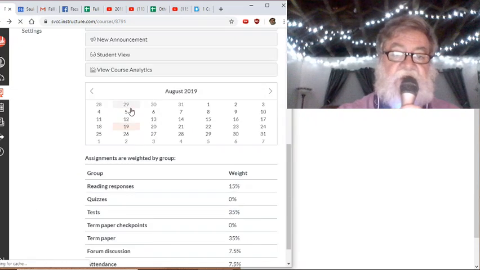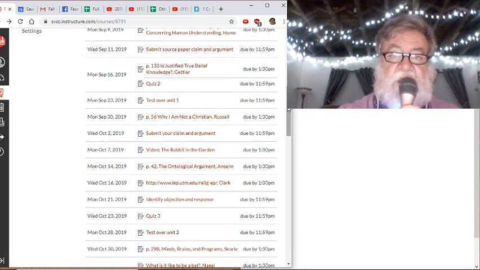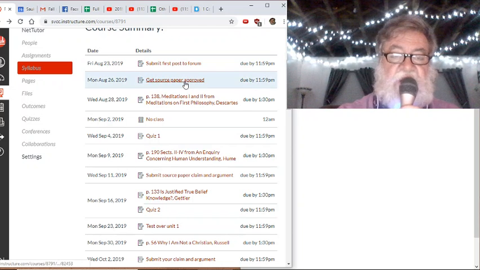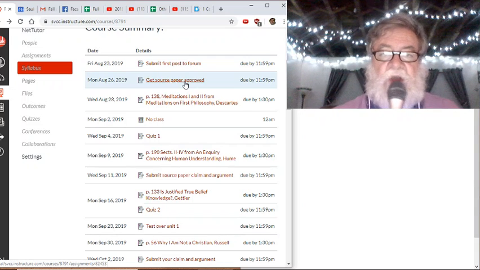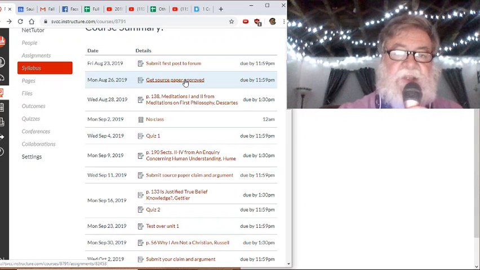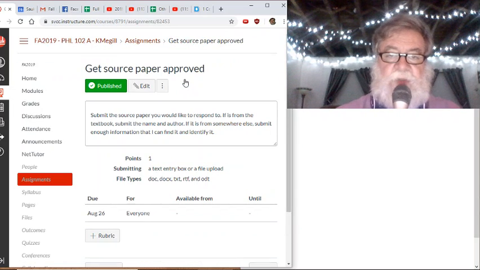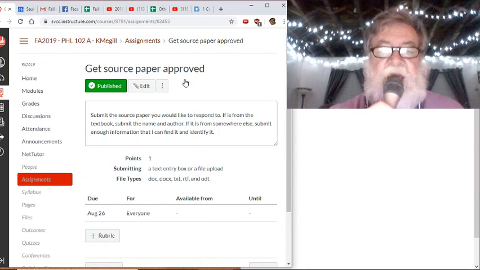Now, the very first thing you're turning into me as part of the checkpoints is being turned in next Monday. And I will be grading this, even though Professor Clements is teaching the class for now. And it's get source paper approved. So what you are doing for this is simply sending me the name of the source paper and the information on where to find it. And I am telling you, yes, that's okay, or no, it's not.